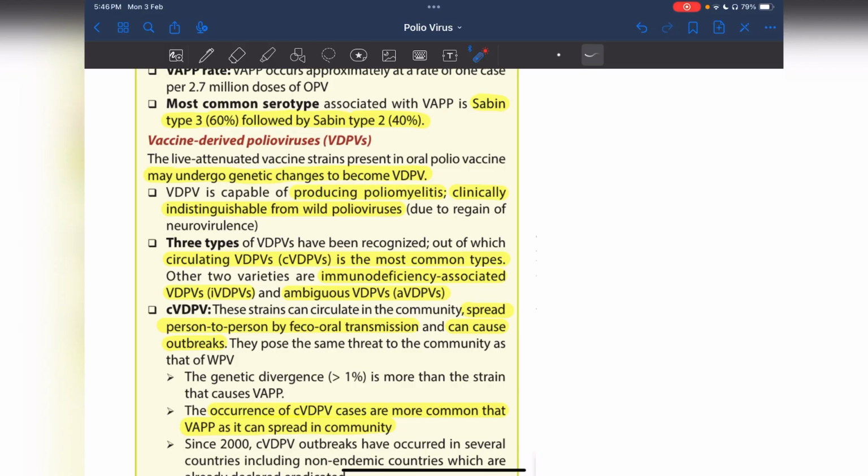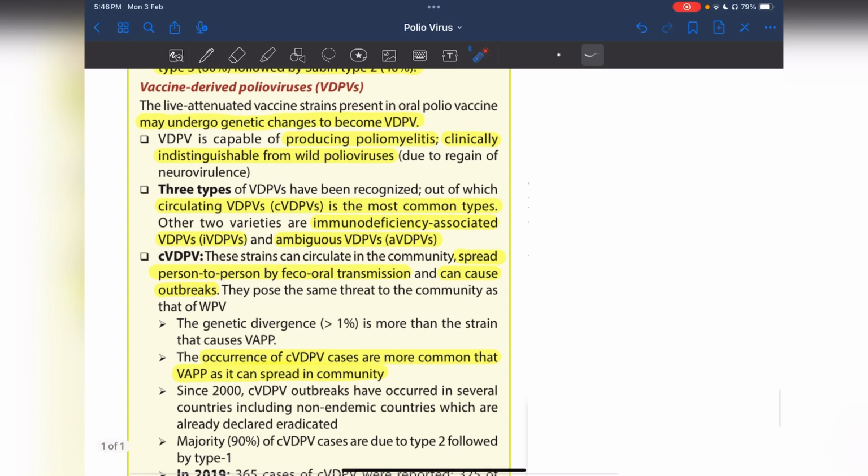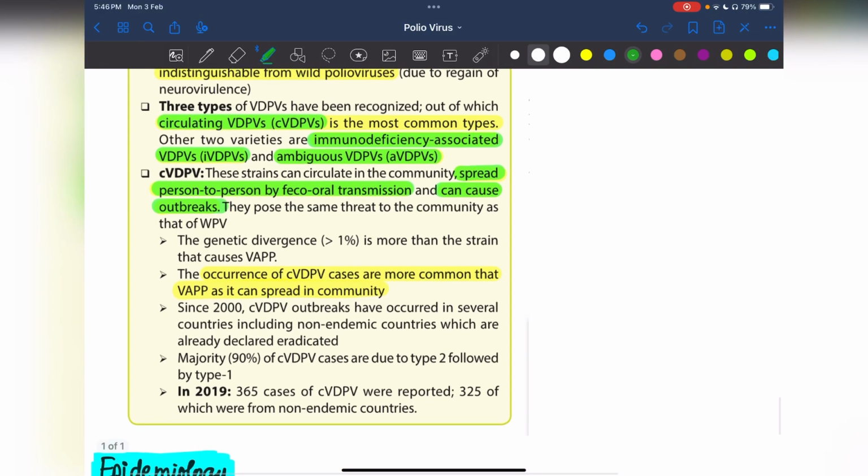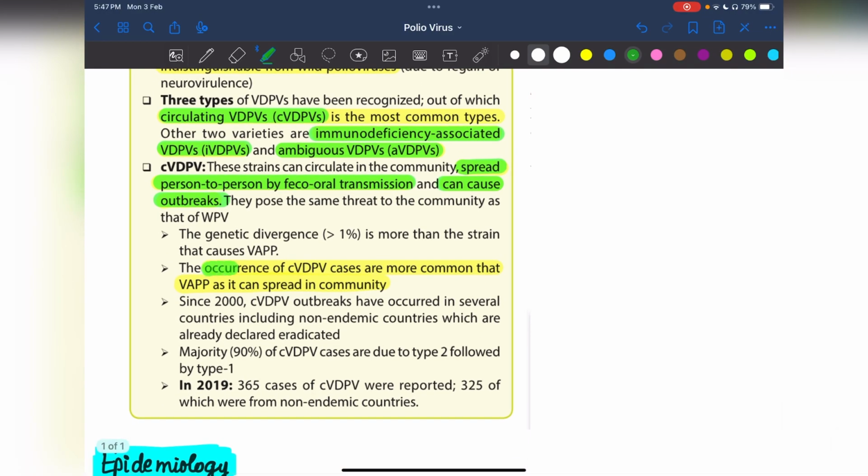They are genetically mutated. These are of three types, which are important: circulating VDPVs, immunodeficiency associated VDPVs, and ambiguous VDPVs. They can spread from person to person by fecal-oral transmission, so they can cause outbreaks. This is one of the differentiating features between the two. The occurrence of circulating VDPV cases is more than that of VAPP, as it can spread in the community, while VAPP does not spread in the community.